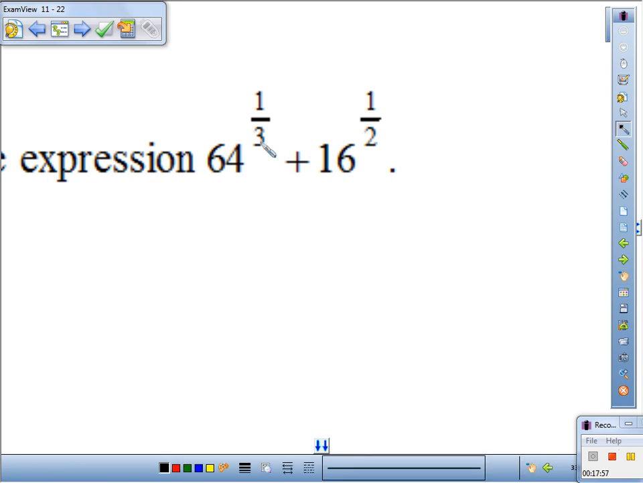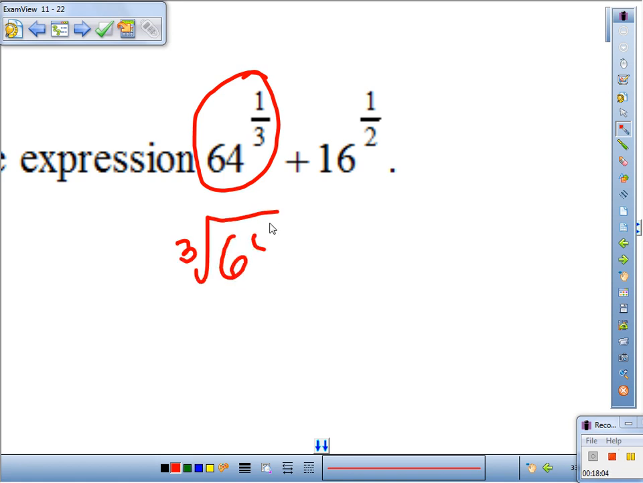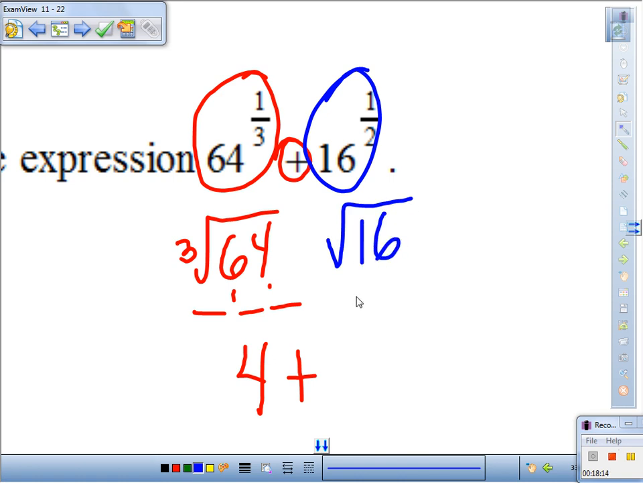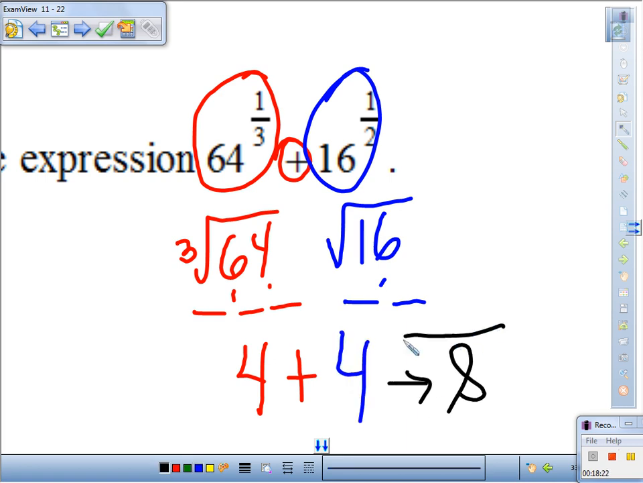Here it goes. This one we don't need to rewrite. We just need to change it to radical. This becomes cube root of 64. What number times itself 3 times give us 64? 4. Bring down the plus. Next, rewrite this out of radical. Radical 16. Do I need to write the index of 2? No. One number times itself 2 times give me 16. 4. What is 4 plus 4? 8.